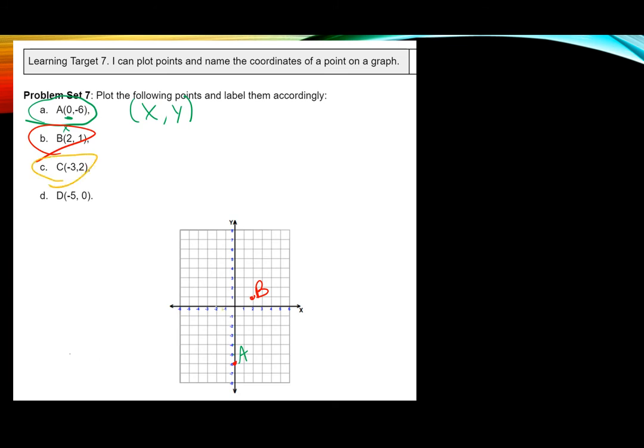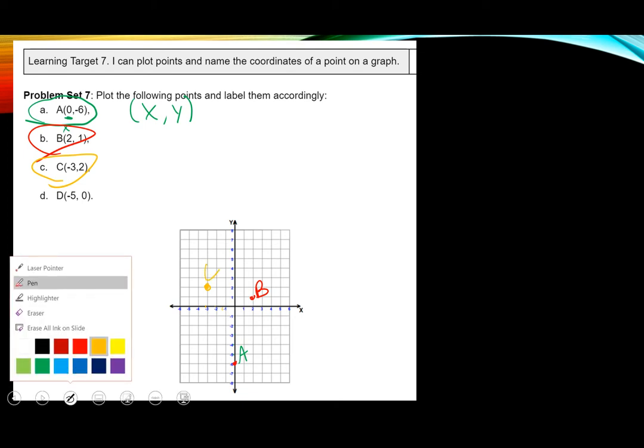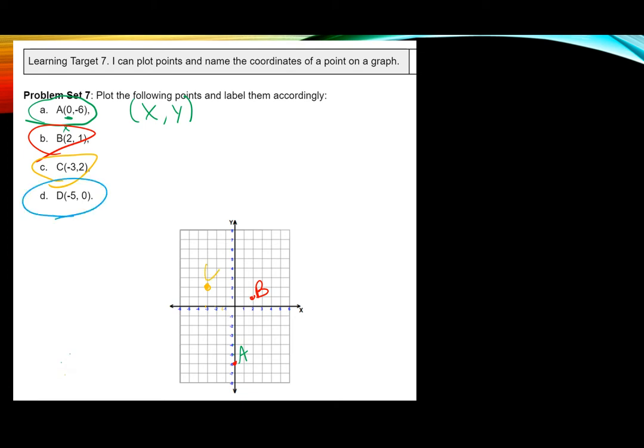I'm going to do this next one in orange because I like orange. So we're going to go 1, 2, 3, and then we're going to go up 2. So we went back 3, up 2. That's going to be C. And then we're going to do D here in blue. We're going to go 1, 2, 3, 4, 5 in the negative direction, and we're not going to go anywhere down or up. So, looking good, I'd say.